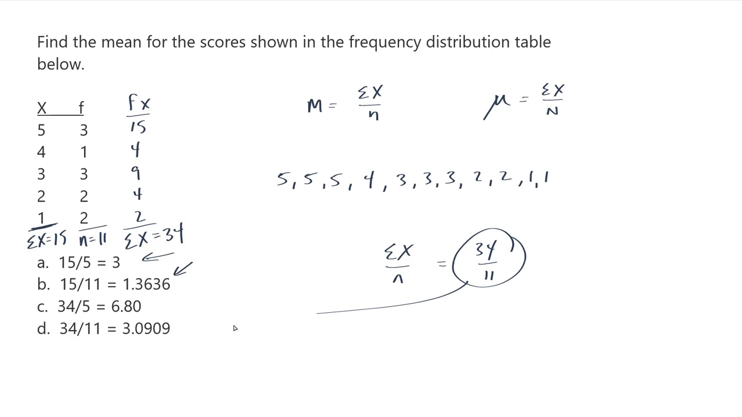So my answer is D. 34 over 11 is 3.0909.